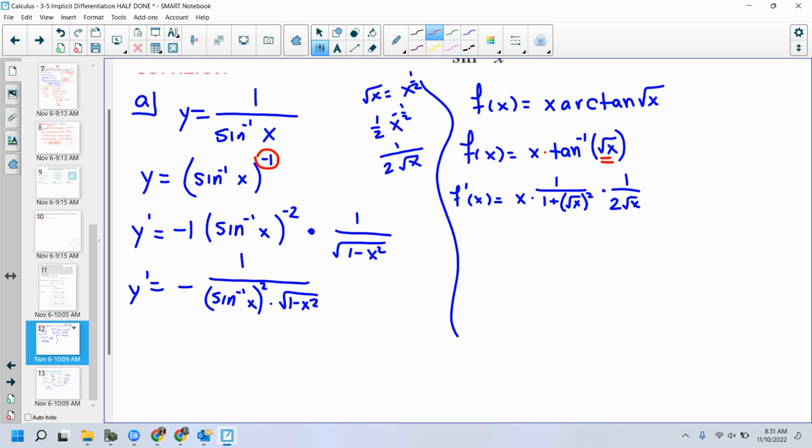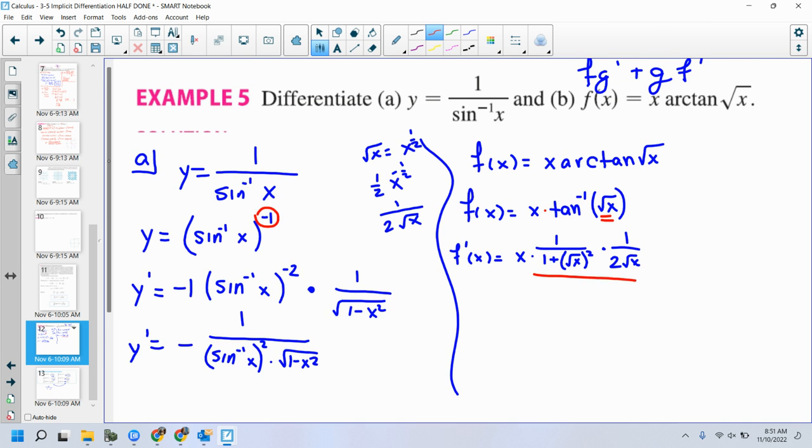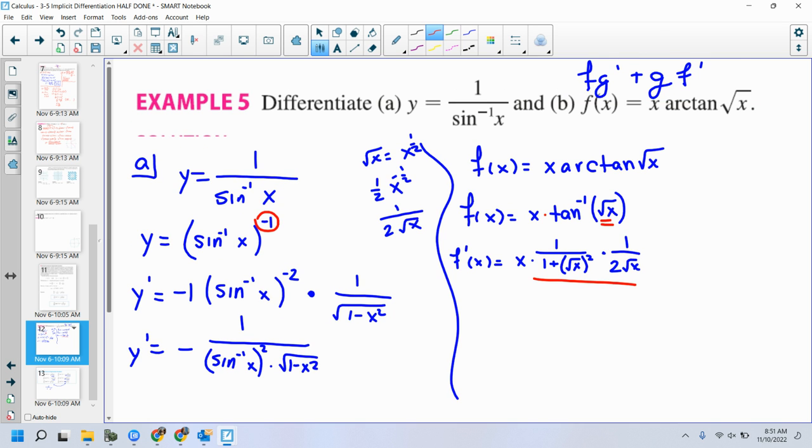Please understand that this was all the derivative of g. When I look at my product rule and I say f g prime, that's all g prime because it required me to use the chain rule. Okay, plus the original g, inverse tangent of radical x, times the derivative of f. Oh, I didn't need to leave so much space. What's the derivative of f? Just 1.